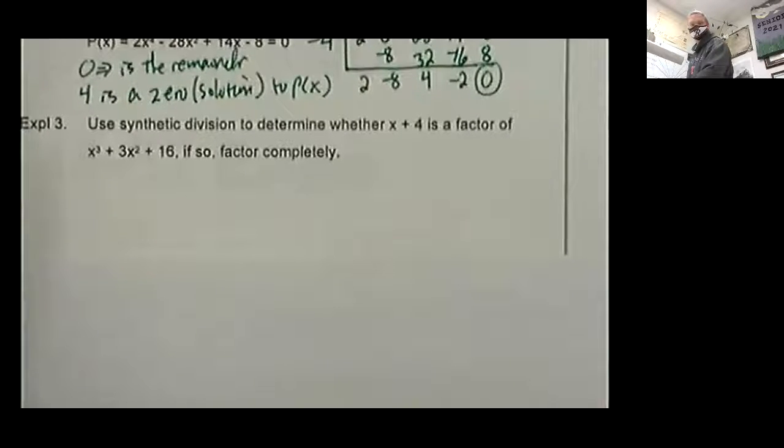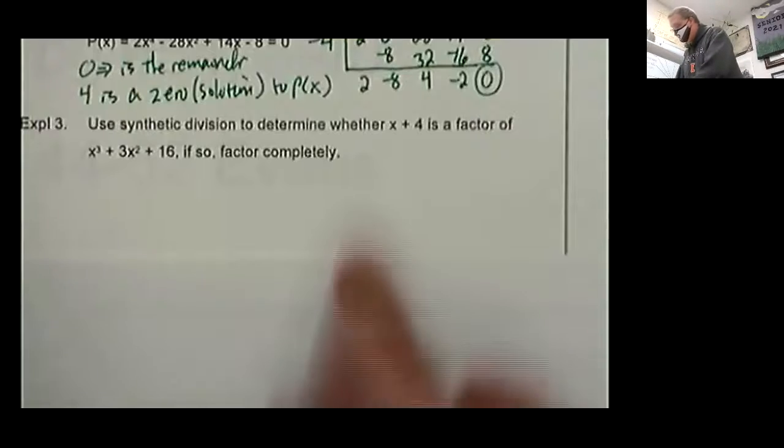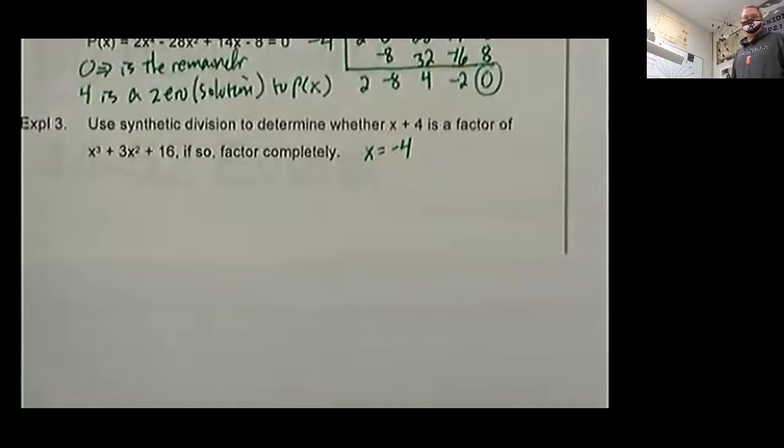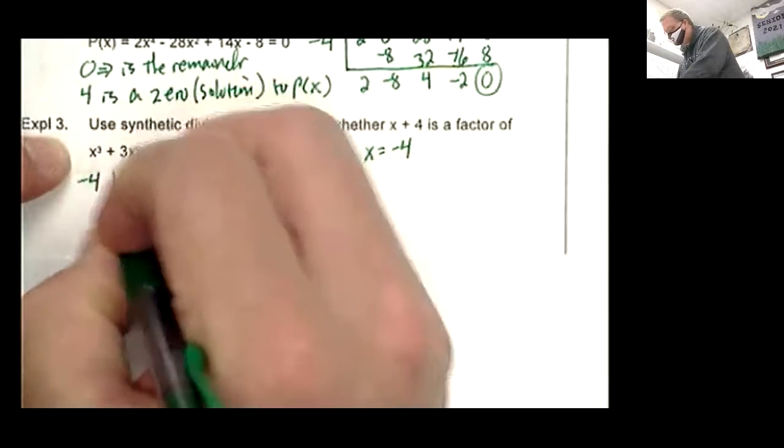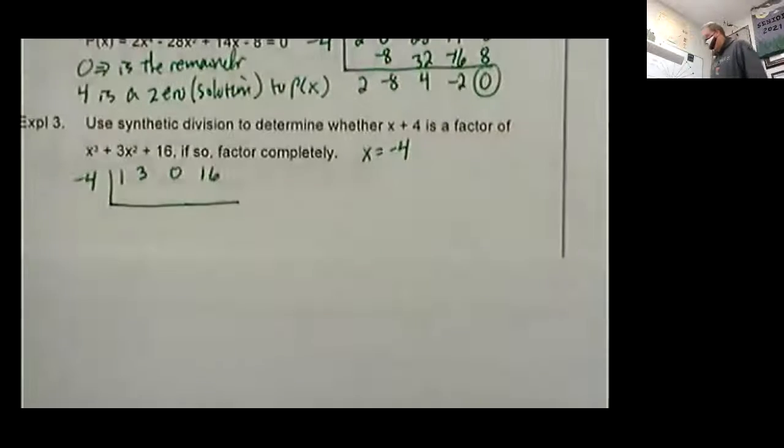Example 3, use synthetic division to determine whether x plus 4 is a factor. If so, factor completely. So again, we're just reviewing previous ideas. We've already done this. Again, here we want to solve for x. So the number we're going to use is -4. We need to solve it if it's in that binomial form. So we're going to set up our synthetic division. And so our coefficients are 1, 3. There is no x term, that's a 0, and a 16. We're going to use the same rules.